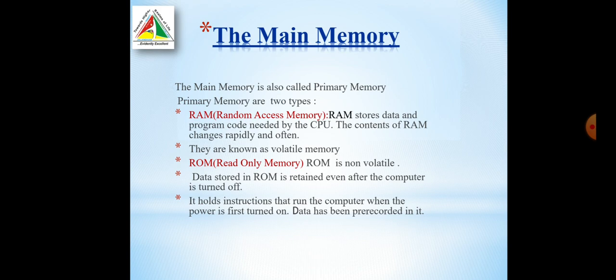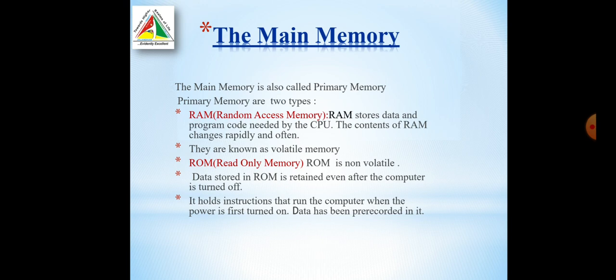Primary memory is of two types: random access memory and read-only memory. Random access memory stores data and program codes needed by the CPU. The contents of RAM change rapidly and often. That's why it is called volatile memory, because the contents are lost when we turn off the computer or the power is off from the computer.